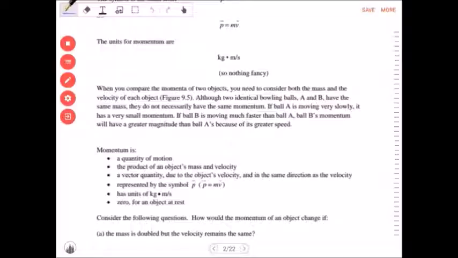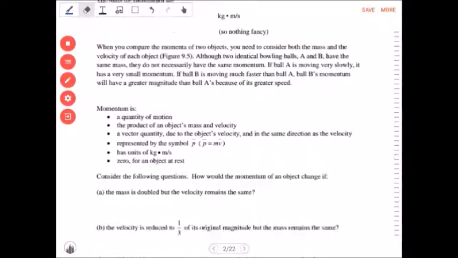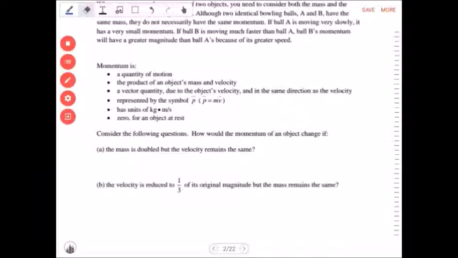Let's just recap. Momentum is a quantity of motion. It's the product of the object's mass and velocity. It's a vector quantity, due to the object's velocity. Remember, vector means it has size and direction. It's represented by the symbol P. It has units of kilogram meters per second, and it is 0 for an object at rest.